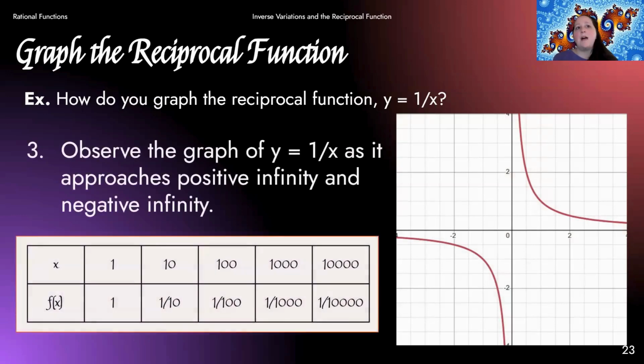I can observe the graph of y equals 1 over x as it approaches positive infinity and negative infinity. As I'm getting closer and closer to positive infinity, my value is getting closer and closer to that line. It's the same thing if I'm going x towards negative infinity. I'm getting closer and closer to this line, y equals 0, but I will never cross it. I won't ever touch it, because if I did, I would get y equals 0, which is an undefined portion of this graph.